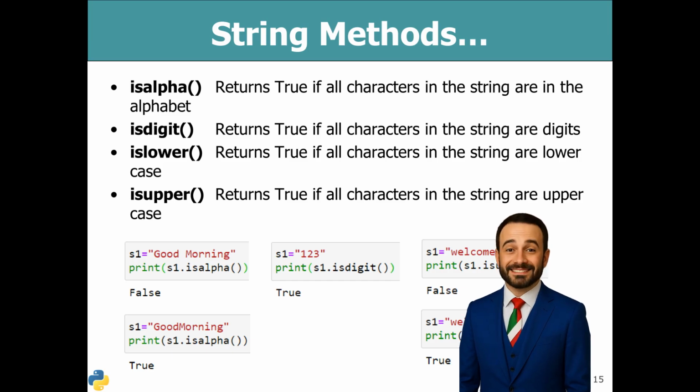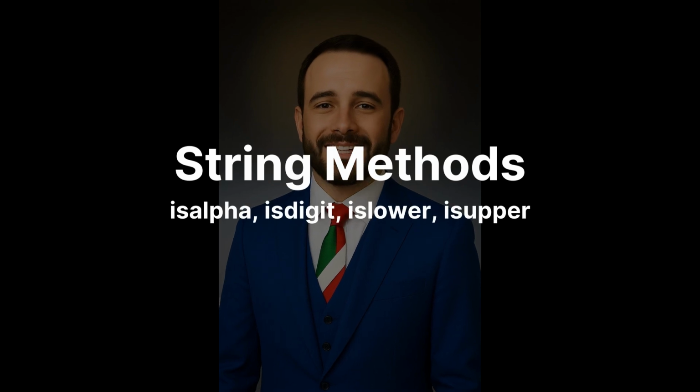Additional methods: isalpha for alphabetic characters, isdigit for digits, islower for lowercase, and isupper for uppercase. For good morning, isalpha is false. For 123, isdigit is true. Good morning is not islower, and welcome is not isupper.